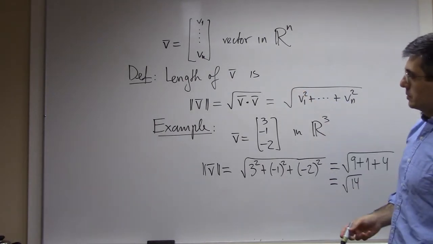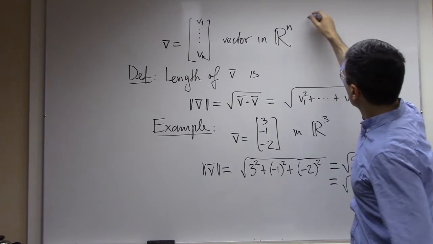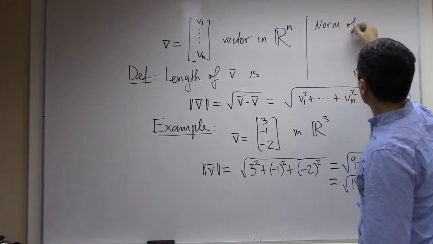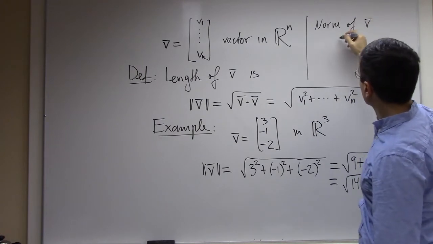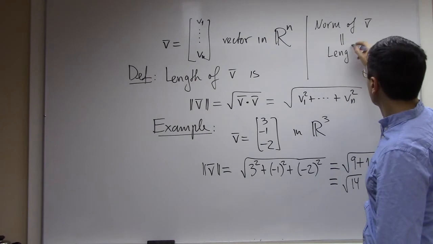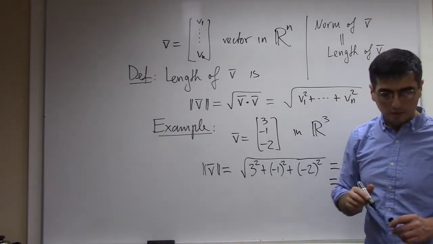The length sometimes is called also the norm. So the norm of V, this is the same thing as length. But these are equivalent concepts.